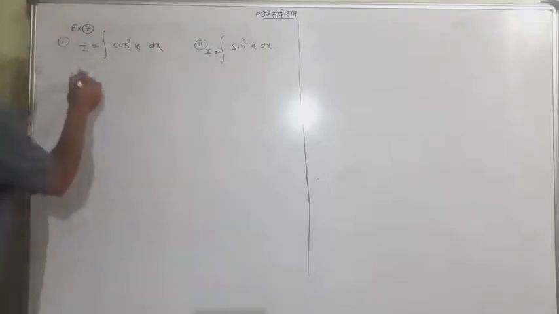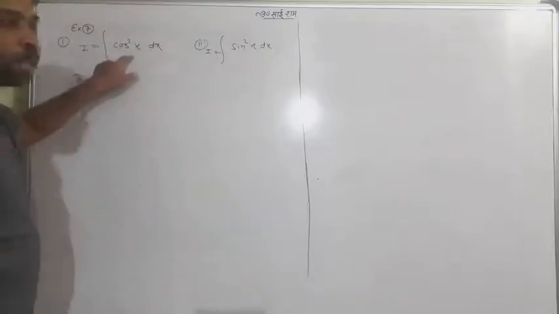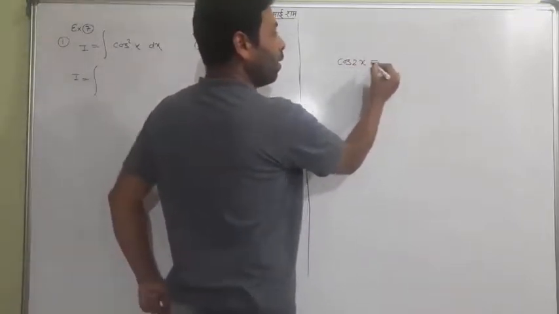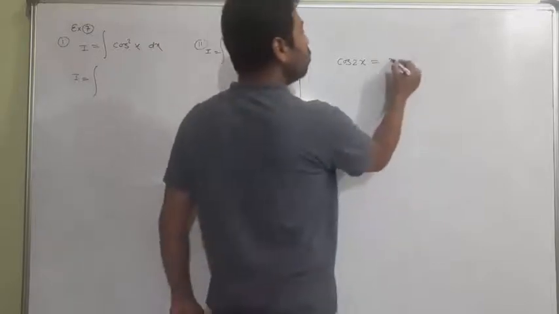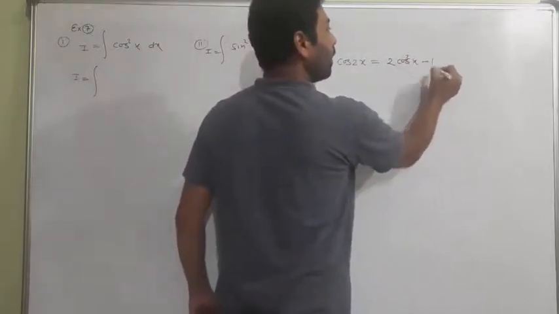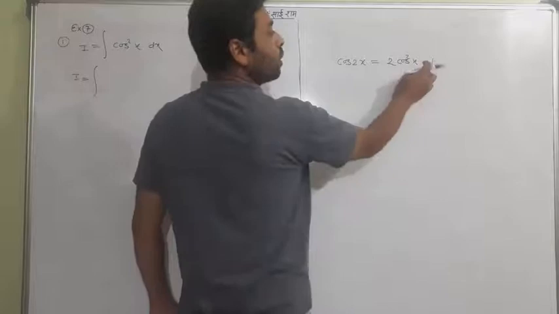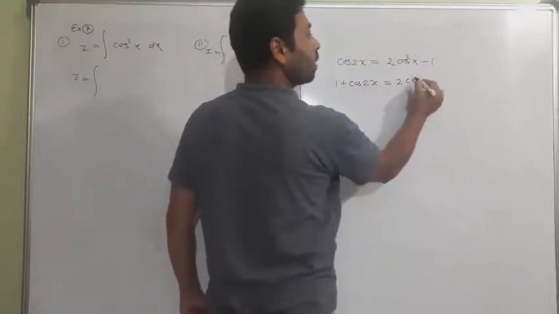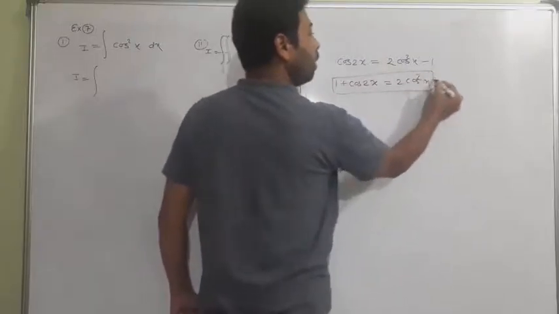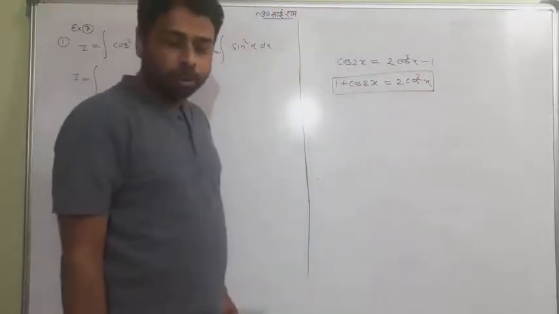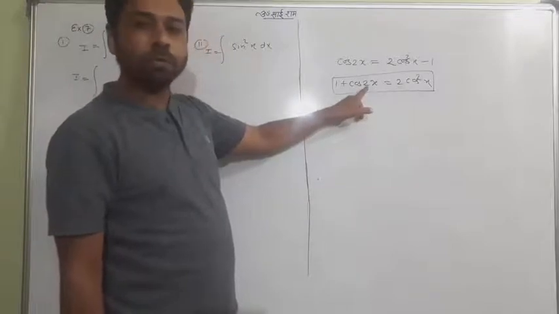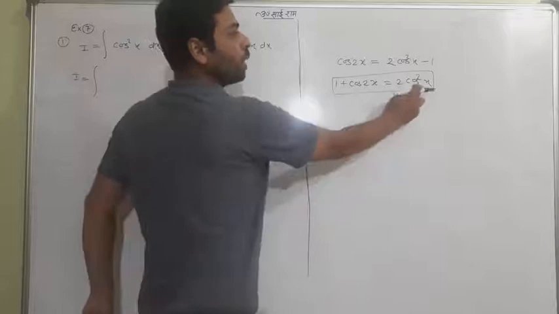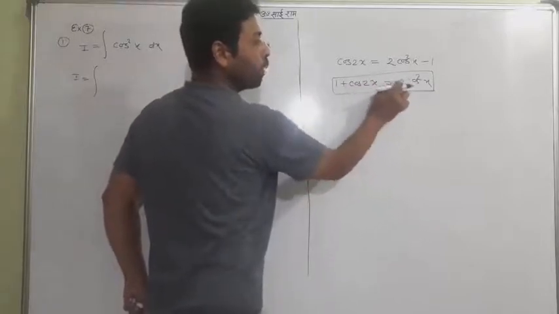Whenever cos square x comes, you have to use the very famous formula: cos 2x is equal to 2 cos square x minus 1. You remember that. Transferring 1 here, we get 1 plus cos 2x is equal to 2 cos square x. This is going to be a very famous formula in questions, and in upcoming questions also, 1 plus cos 2x is a famous formula in the calculus portion. So cos square x will definitely be 1 plus cos 2x by 2.